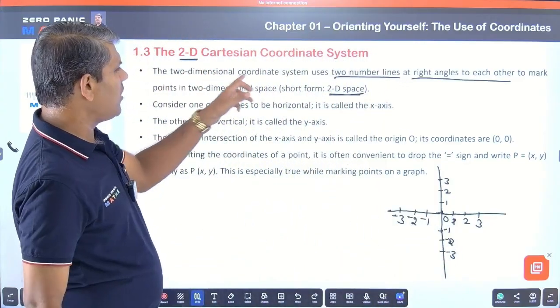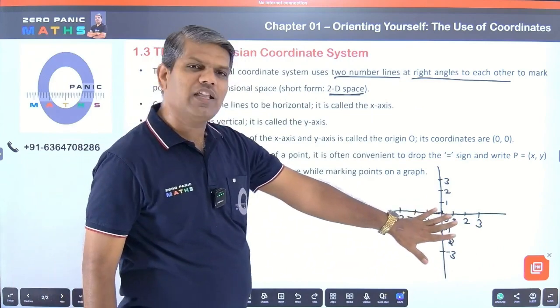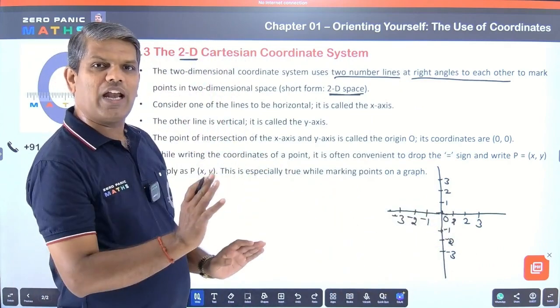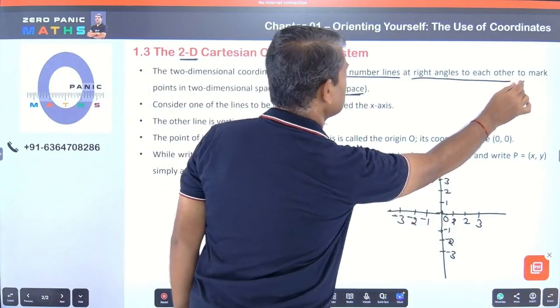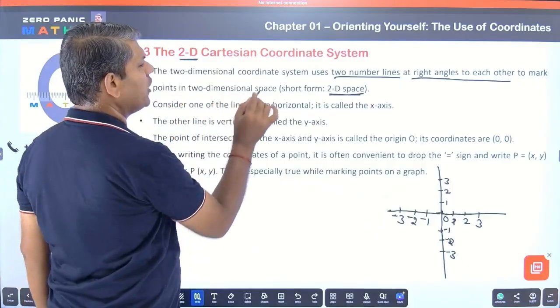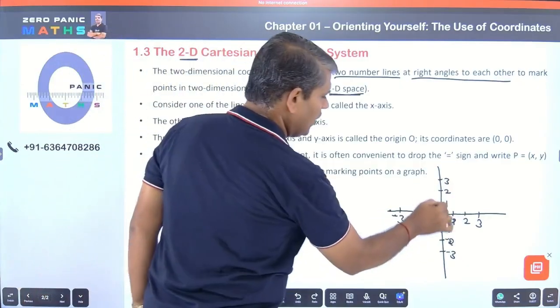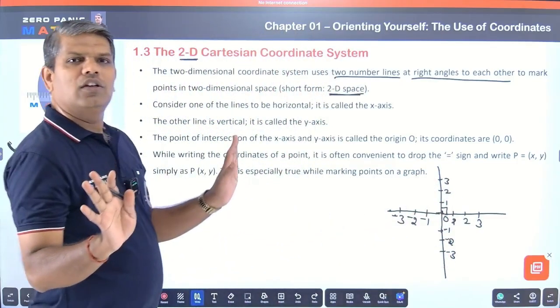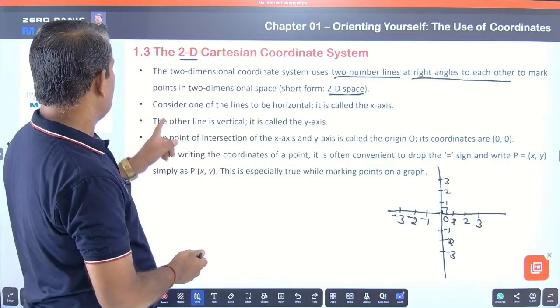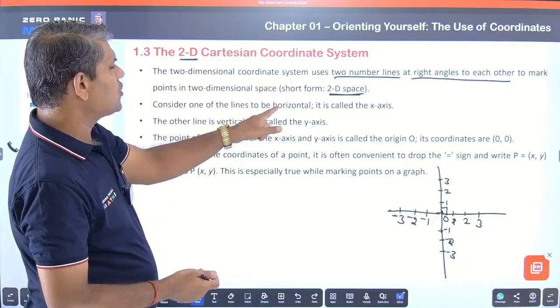So this two-dimensional coordinate system is nothing but the intersection of two number lines at right angles to each other to mark points in two-dimensional space, right-angled at the point 0. So this is what the two-dimensional coordinate space is. And consider one of the lines to be horizontal.